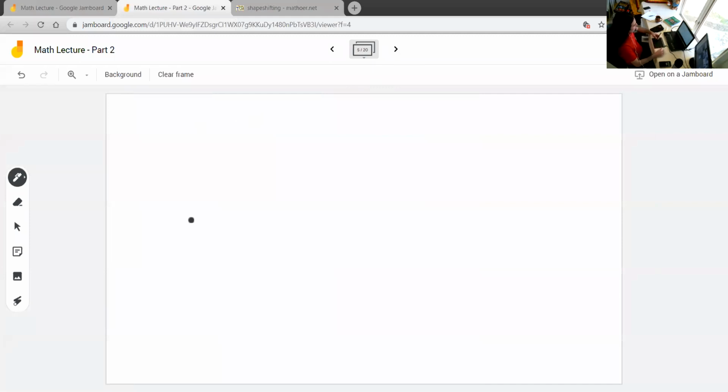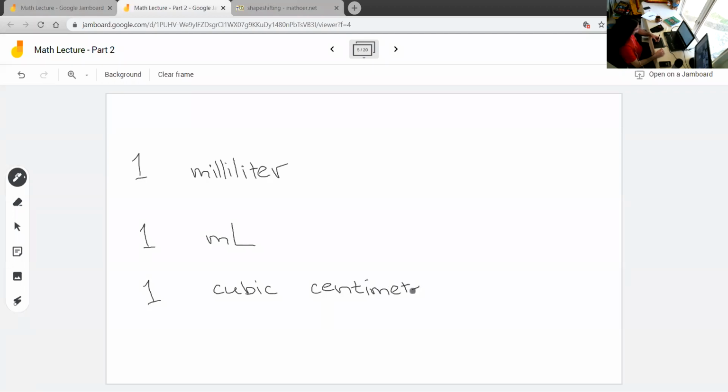I'm going to write it. 1 milliliter, it's also 1 cubic centimeter. And those are sometimes abbreviated cc's. So these are all the same volume.